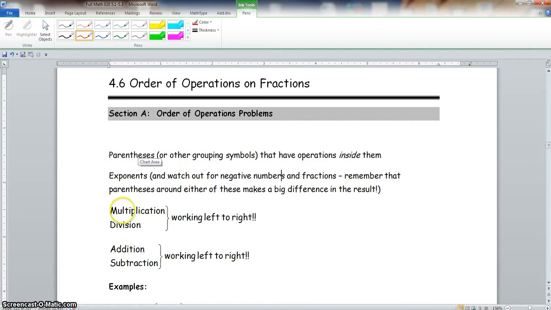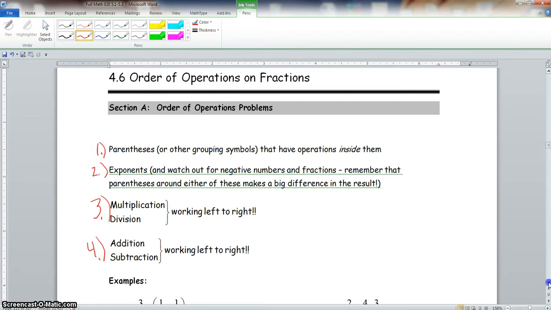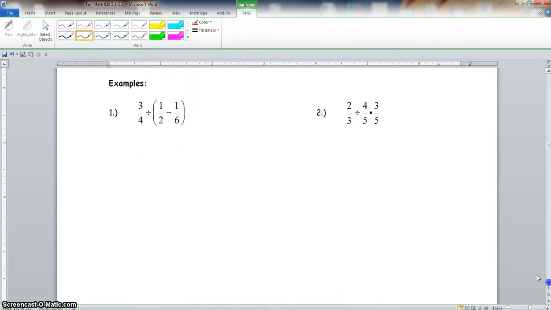So this right here is listing our order of operations. We know number one is the parentheses or the grouping symbols. Number two is our exponents. And of course we've got to watch for the negative numbers and fractions. Number three, remember, is multiplication or division, whichever one comes first from left to right. And finally, number four, addition or subtraction, whichever one comes first from left to right. That was just a brief overview of order of operations. Now let's try a couple examples.